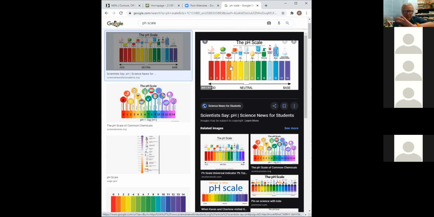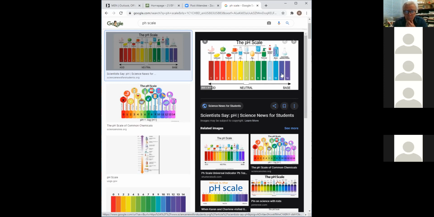Now, don't worry, I'm never going to give you logs or anything. But at pH 6, there are 10 times the hydrogen ions as in pH 7. pH 5 has 100 times the hydrogen ions. pH 4 has 1,000 times, and so on and so forth. So even small changes in pH mean a big change in the concentrations of these ions, okay?